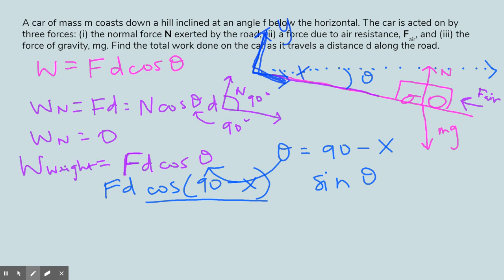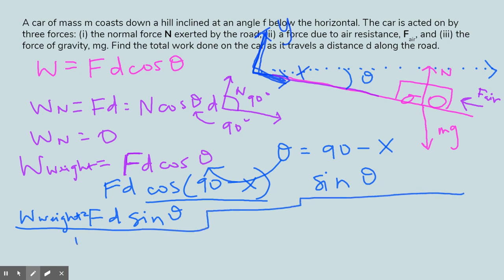So when we do that, we find FD sine theta, and that's going to be the work associated with the weight. And now we need to do our final portion of the work, and that is the work of air. And I will separate this portion out too. Okay, so this is the work from air.